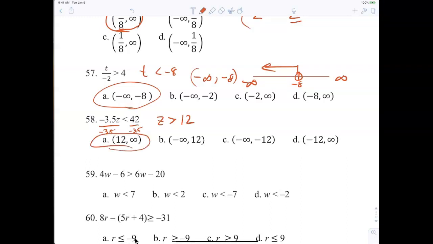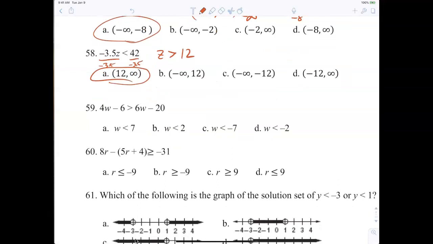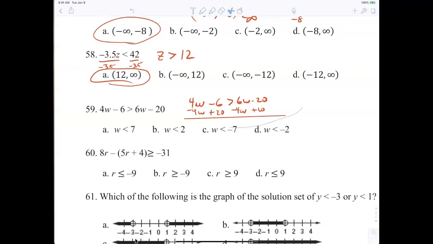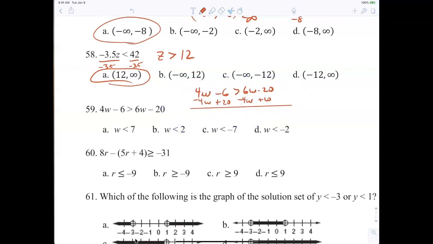All right. Number 59, again, I like to try to keep the variables positive, so I'd subtract 4w. So I'm just going to write this out. 4w minus 6 is greater than 6w minus 20. So minus 4w, add 20, add 20. All right, so this would give me 2w, and then I would have 14 divided by 2, 7. Right, 7 is greater than w, so that makes w less than 7. All right, which was A.